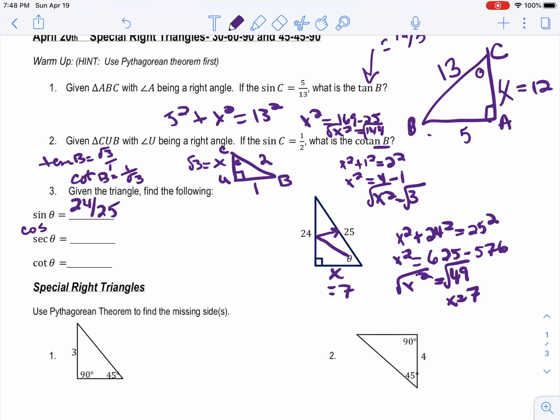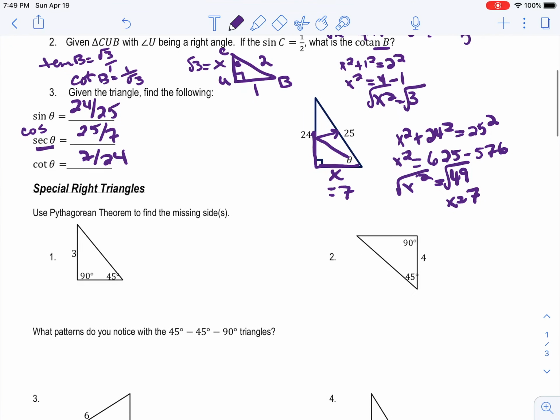Okay, so then cosine would be 7 over 25, but we want secant. So we want 25 over 7. And cotangent is adjacent over opposite. So I would have 7 over 24. And so for those people who weren't doing those well before, hopefully that is better.